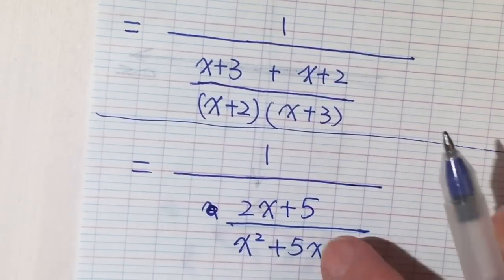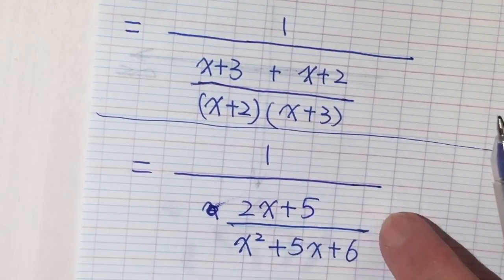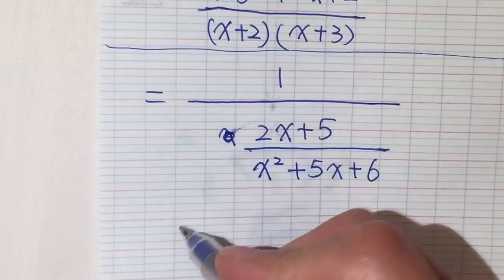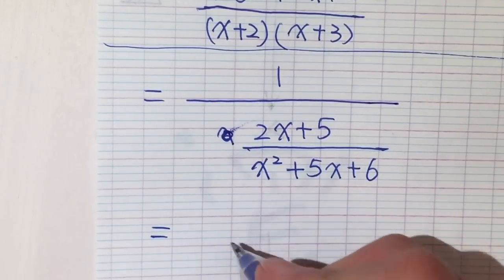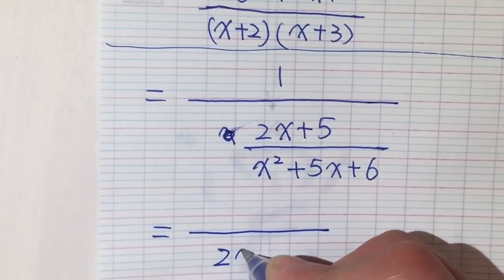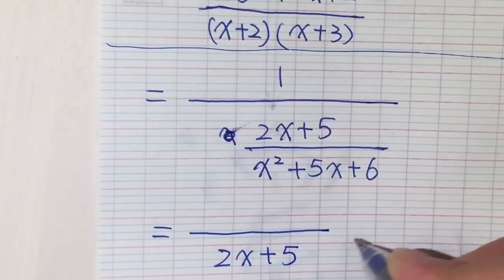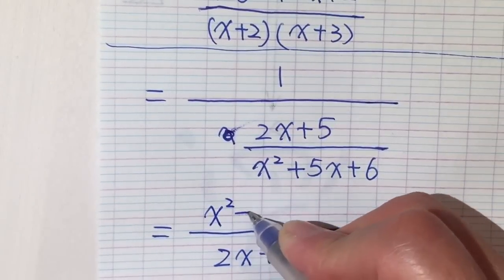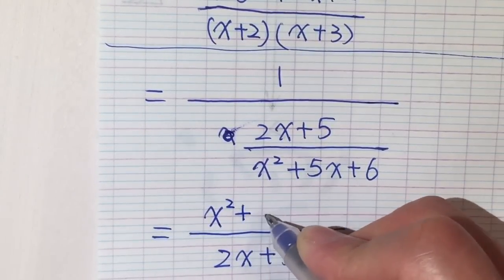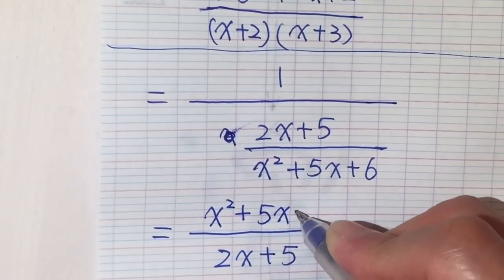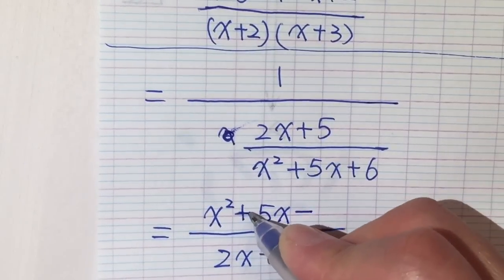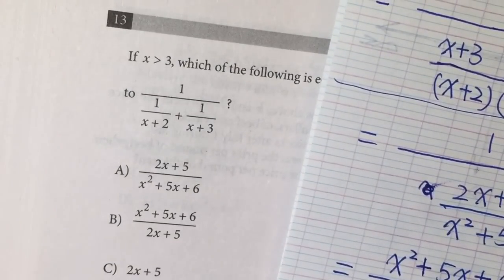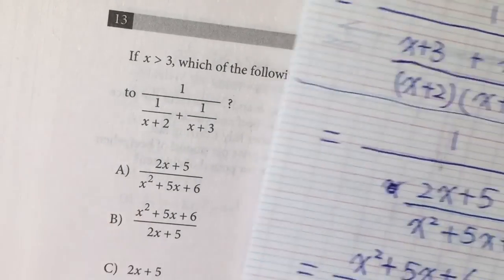And dividing by a fraction is equal to multiplying it upside down. Turn around, bring the house down. So 2x plus 5 is the denominator, and the numerator is x squared plus 5x plus 6. Now we take a look at the answer. So the answer is B.